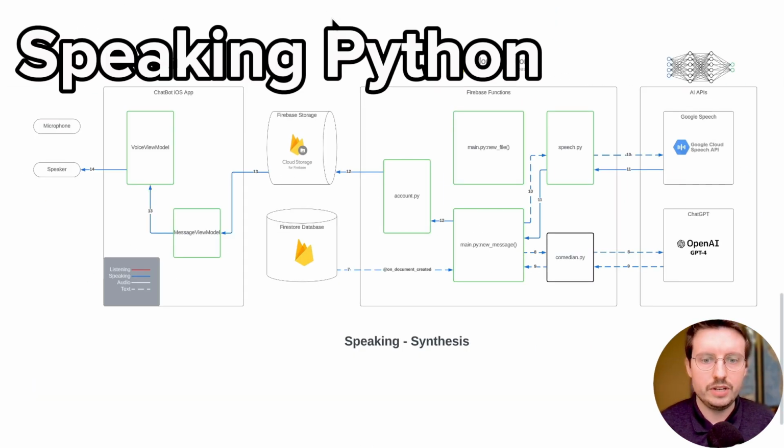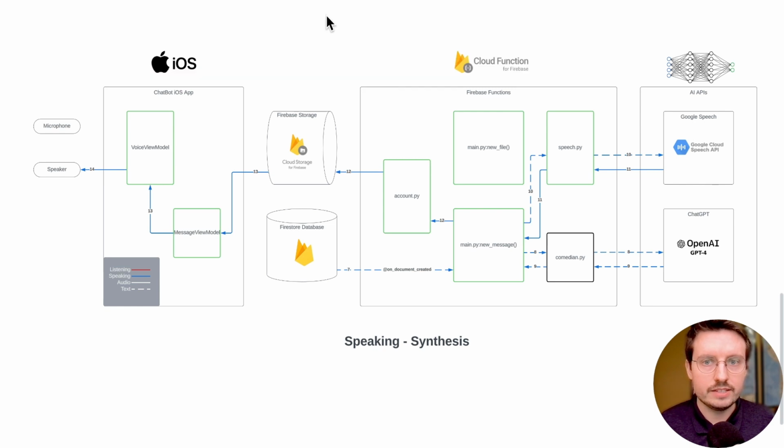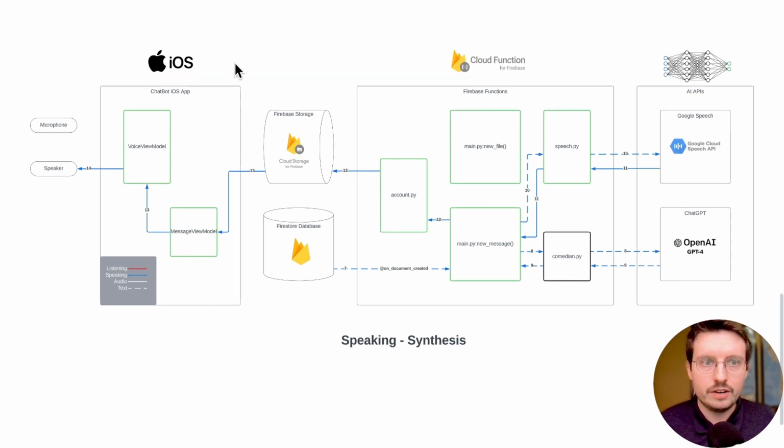So now that we have transcription handled, or listening, we can now build up the speaking or synthesis. Previously we started on the iOS side, or Swift, but for speaking and synthesis, we will begin on the Python or Cloud Function side. We are going to start by adding the ability for speech.py to generate an audio file. We're going to take that audio file and store it into account.py, and we're going to trigger creating that audio file based on when a new document is created. So let's generate audio for the comedian and play it on the speaker.